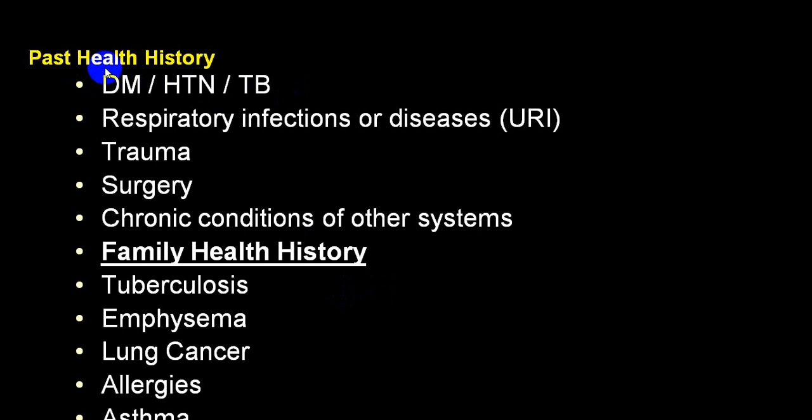In past medical history, usually we ask for diabetes, hypertension, tuberculosis, any repeated respiratory tract infection, particularly upper or lower respiratory tract infection, history of trauma, any surgical procedure done on the thorax, any chronic conditions, and in family history, tuberculosis, emphysema, lung cancer, allergy, asthma. This is asked in a family history.